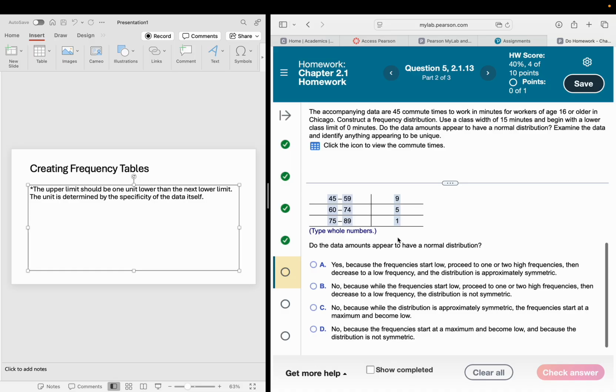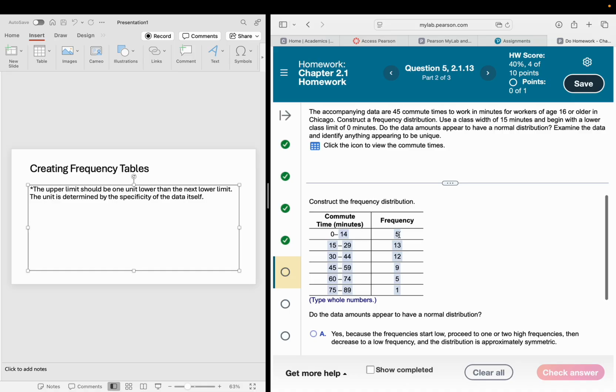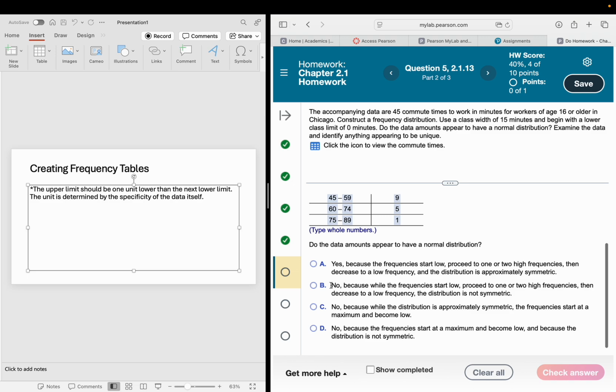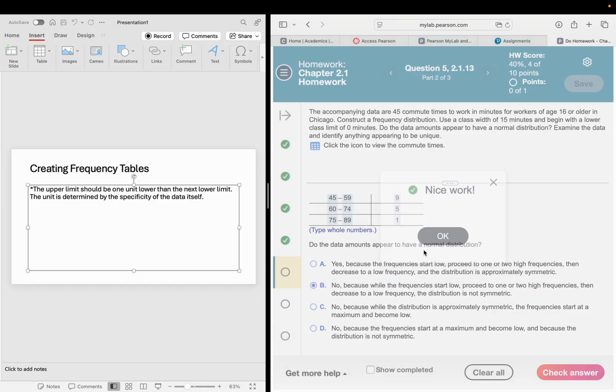Awesome. It says, does the data appear to be normally distributed? Well, let's see here. There's only one value on the left of the peak. There are 3 separate bins on the right-hand side of the peak, but 1 bin on the left side of the peak. That is not symmetric. So we'll say no, because it's not symmetric, even though it went low and then high and then back to low.